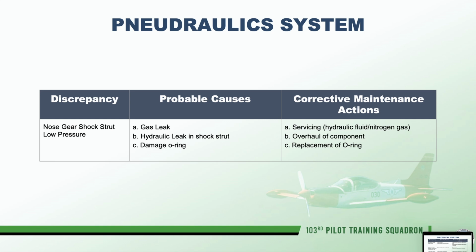To summarize, our troubleshooting approach consists of 4 key sections. 1. Discrepancy identification, pinpointing the exact issue through careful observation and pilot reports. 2. Probable causes, investigating the most likely causes based on the symptoms and system knowledge. 3. Corrective actions, implementing the necessary repairs or replacements, following approved maintenance procedures.